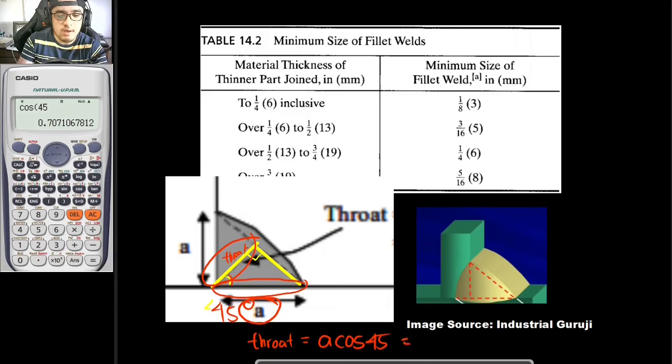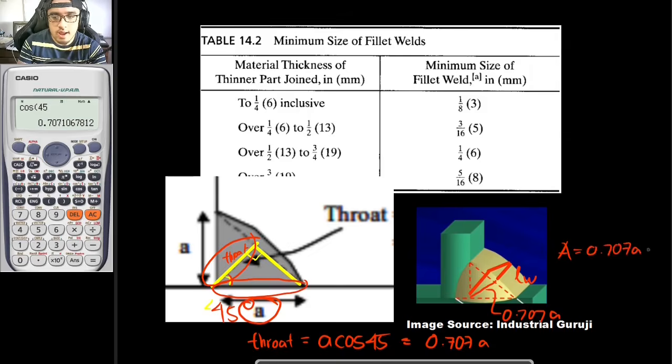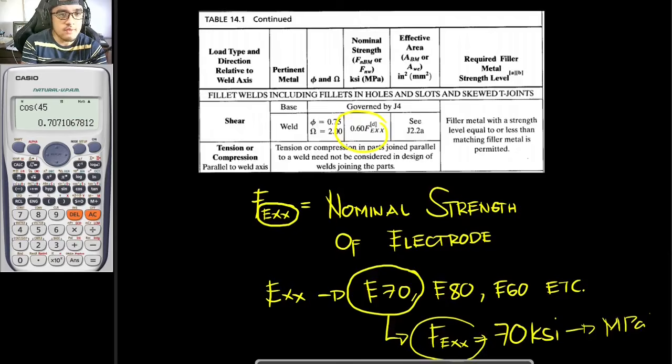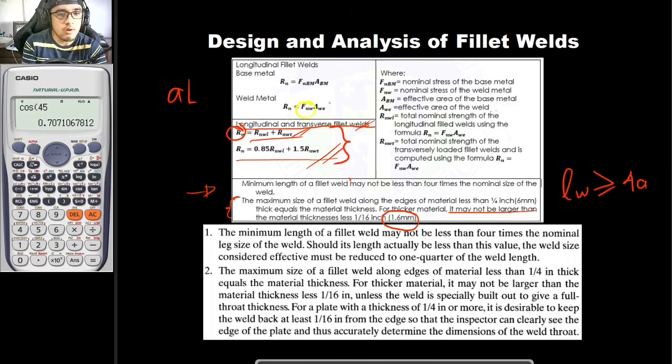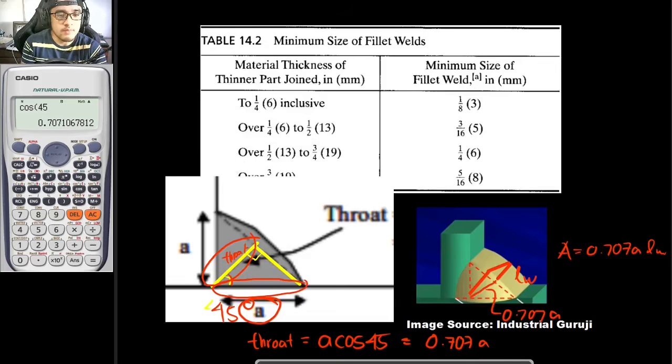So this is identical to 0.707A. Meaning, if this is 0.707A, and this one right here is the length of your weld, your area is now equal to 0.707A times LW. So that is the formula for this one right here, or your AWE. Once again, this is to be the effective area of the weld, or the critical area of your weld. So it would be the throat times the length of the weld.